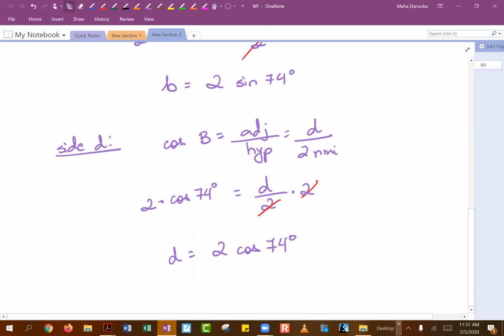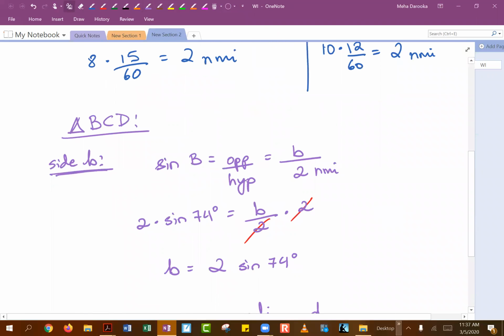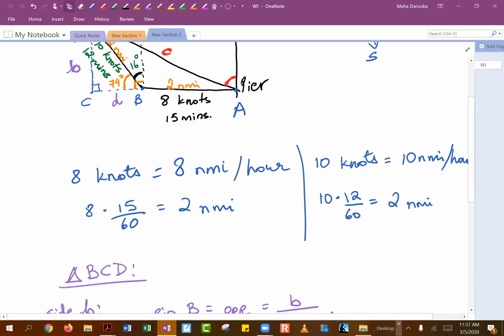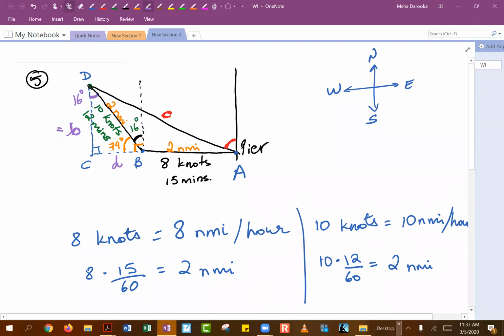Again, we're doing this in a general way, because we're not really interested in sides B and D. That's just to help us get to our final answer, so we're going to let those be. So B is 2 times sine of 74, and D is 2 times cosine of 74.